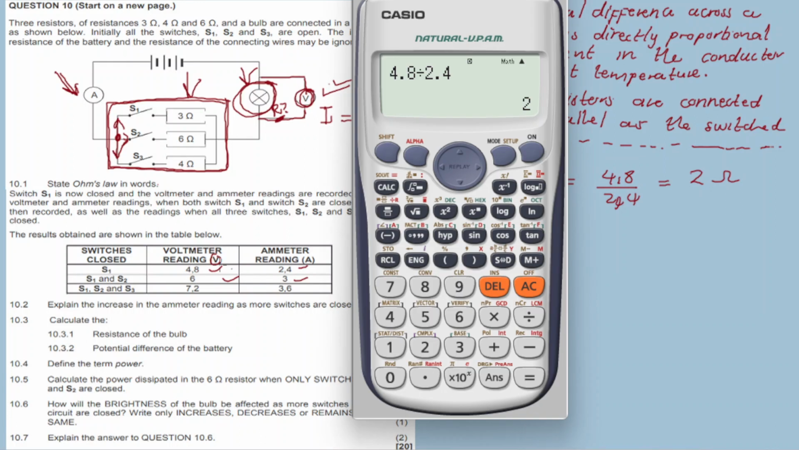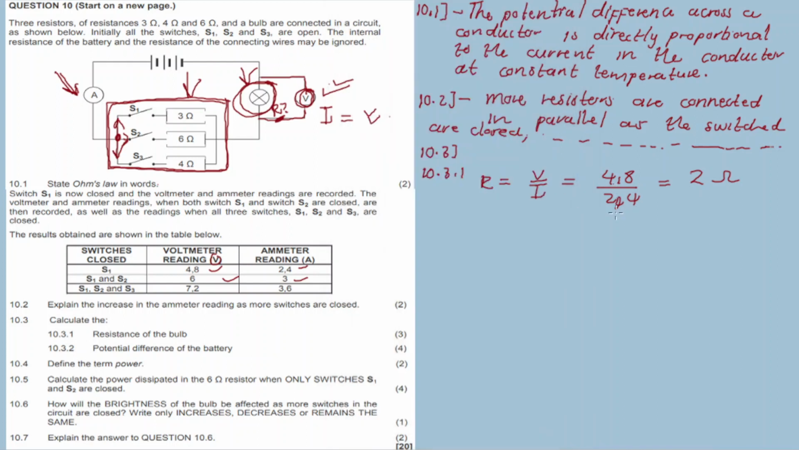We can do it for switches 1 and 2 closed, so it's 6 divided by 3, which is 2. When all three switches are closed, 7.2 divided by 3.6. The answer is 2 as well. So it doesn't matter which one.